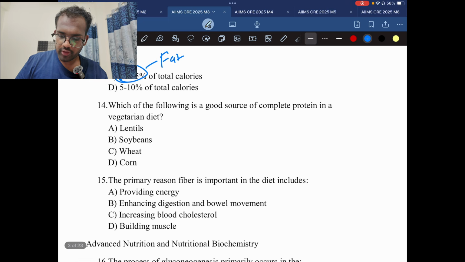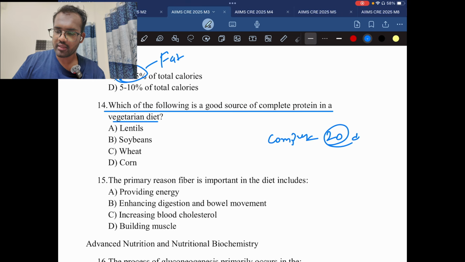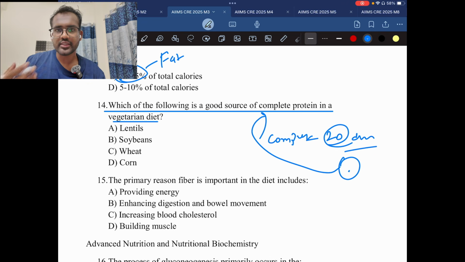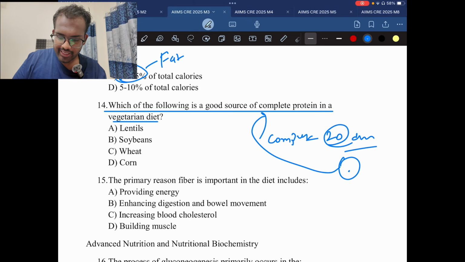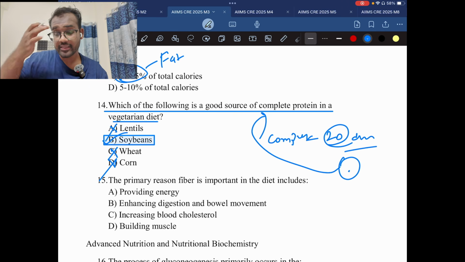Question number 14. Which of the following is a good source of complete protein in a vegetarian diet? So always remember, complete protein means all essential amino acids are present in a single source. If any one or two essential amino acids are missing, then it is called incomplete protein. Lentils have incomplete protein, they don't have a total amino profile. Wheat doesn't have a total amino profile, and corn also doesn't. So the answer will be soybean, which has the amino profile. Always remember why soybean is considered a complete protein.